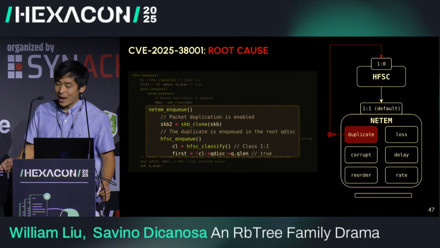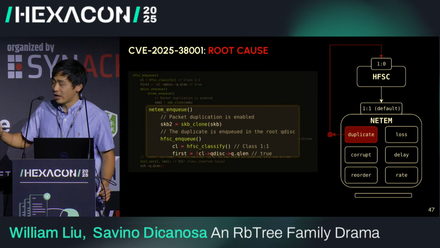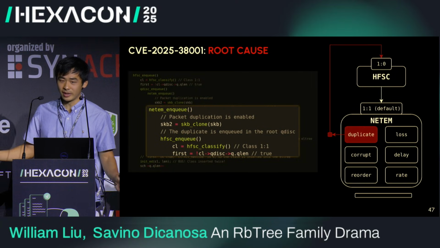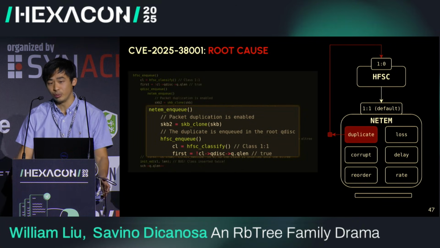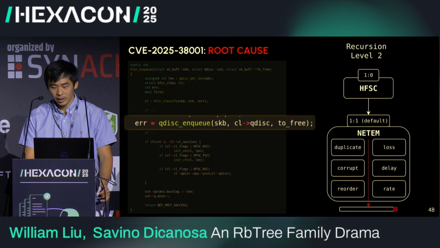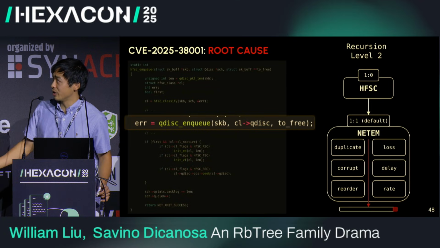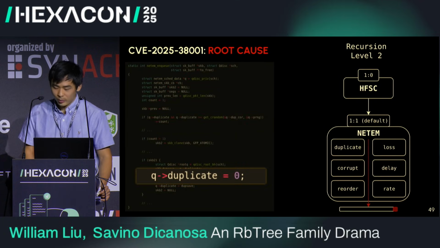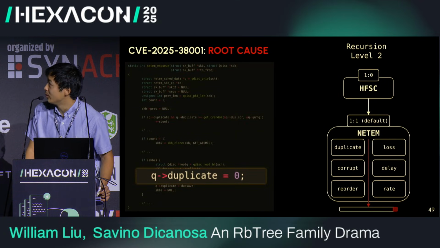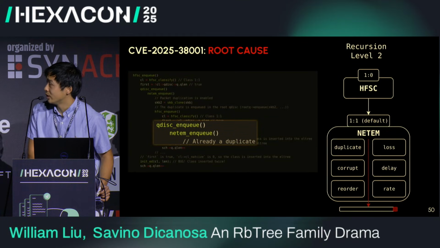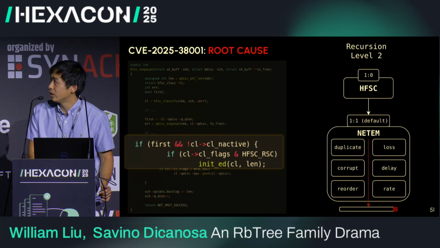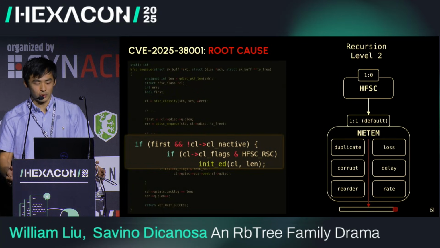So now the packet goes all the way back to the root. It enters HFSC enqueue again. Let's call this the second level of recursion. And in here, the classification is trivial, and first is also set to true because there aren't any packets inserted yet. And at this second level, it then calls enqueue on the child again. Because duplication is disabled now in the NetEm, the packet goes through. Then the second NetEm call returns. And then we go back to the second HFSC enqueue call.